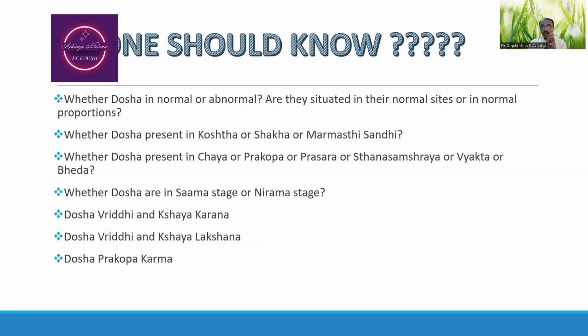That is the normal and abnormal functioning of the Vata dosha or the doshas concerned. Whether they are present in their normal sites or not, or whether they are present in their normal proportions or not, has to be identified.